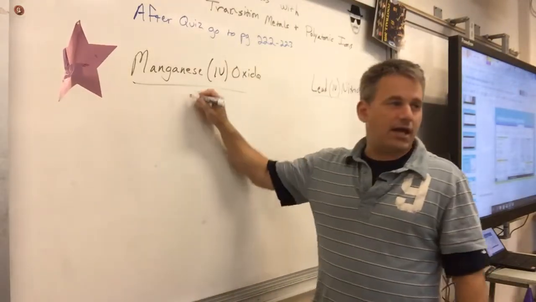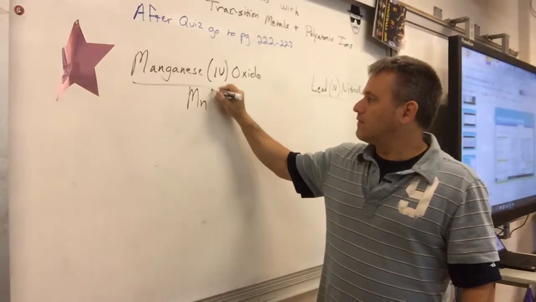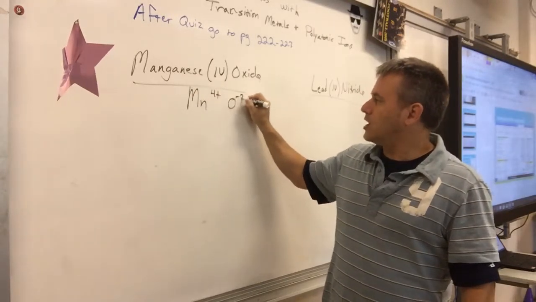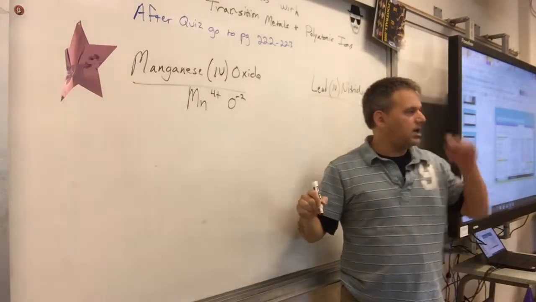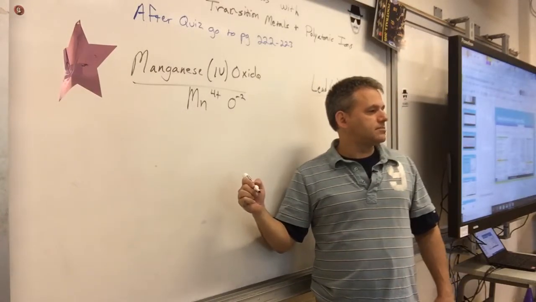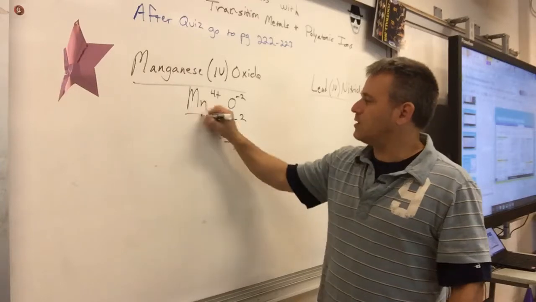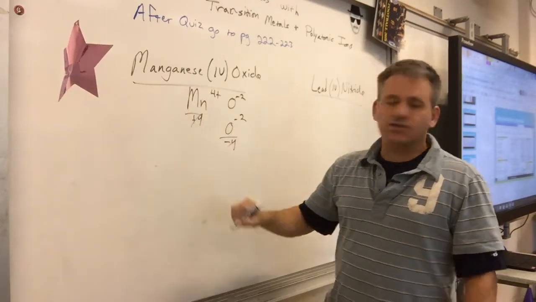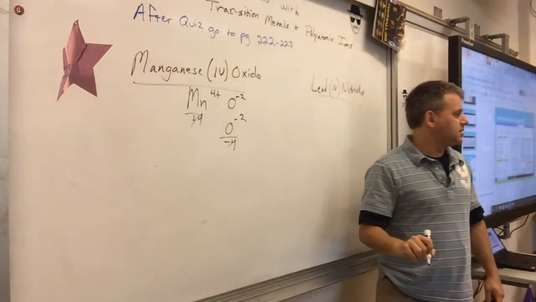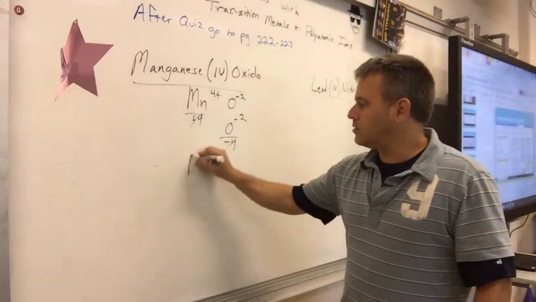Manganese 4 oxide: Mn 4 plus, O negative 2. How many oxygens do we need? 2 of them. Negative 2. So we have a negative 4 and a +4, and they will cancel, and your formula is MnO2.